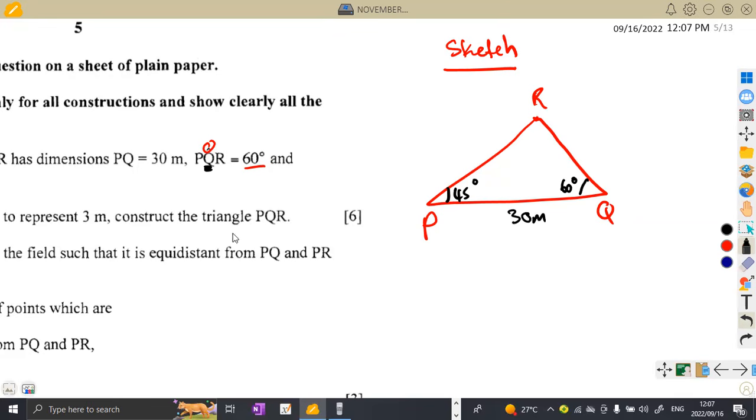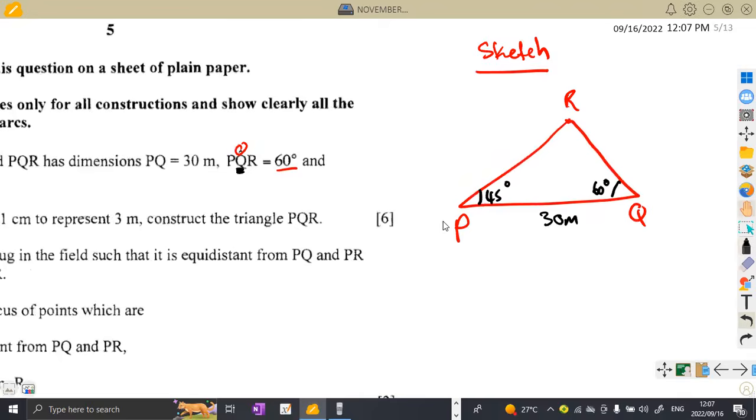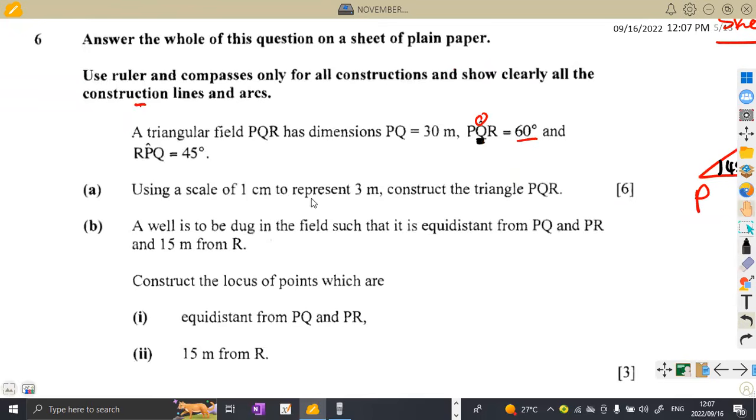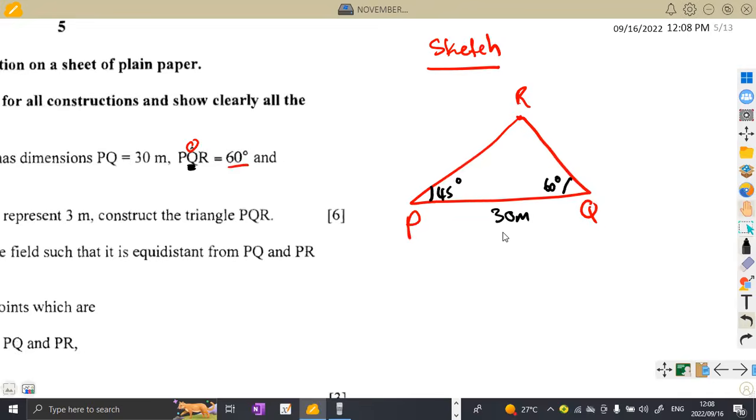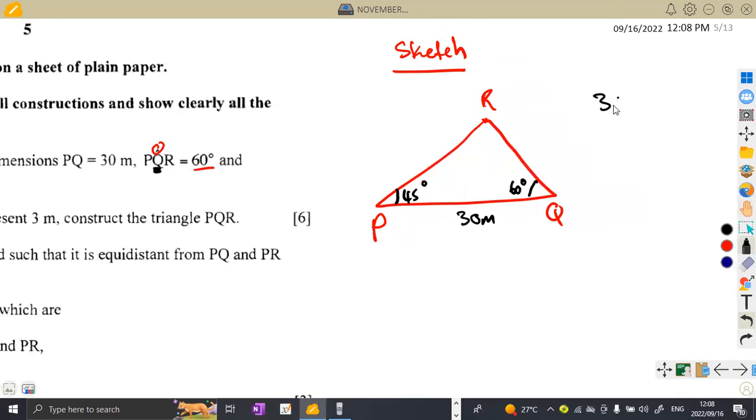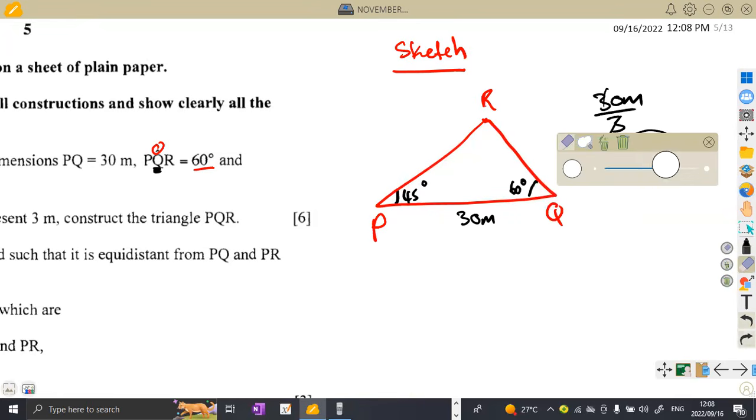So this is a sketch, but we are given here a scale of 1 centimeter representing 3 meters. So whenever we see a centimeter, we see 3 meters. So which means what about 30 meters? We're going to divide 30 meters by 3, which is going to give us 10. So our answer here is 10 centimeters. So instead of us having 30 meters here, we are going to have 10 centimeters.